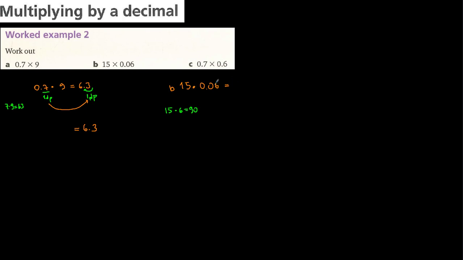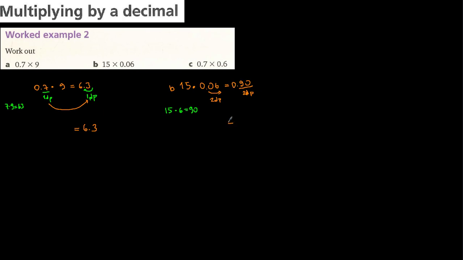15 times 6 is equal to 90. Now I'm counting the decimal places. There are 2 decimal places, as you see here, so the answer should be with 2 decimal places.